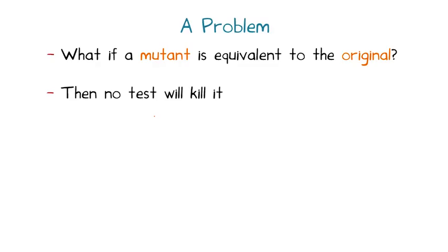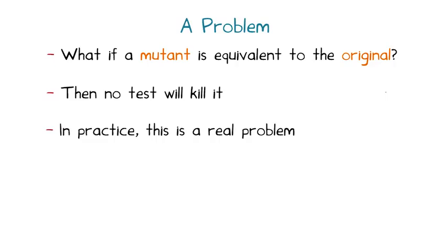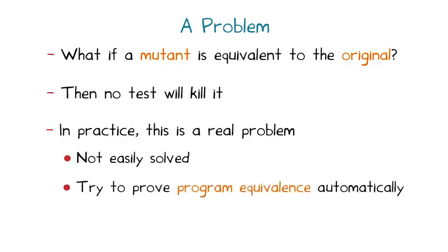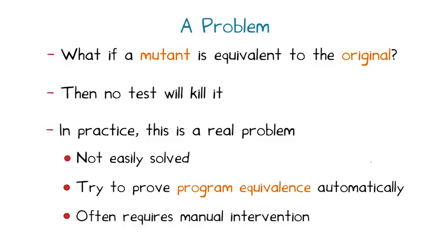If we have such a persistent mutant, it becomes difficult to tell whether it indicates a lack of robustness in our testing or whether it is an equivalent mutant, in which case we can safely ignore the mutant. This occurs often enough to be a practical problem, and it is not easily solved. We can try to automatically prove that the two programs are equivalent, but this problem is undecidable in the general case and often requires a human to intervene and decide whether the mutant in question is indeed equivalent.